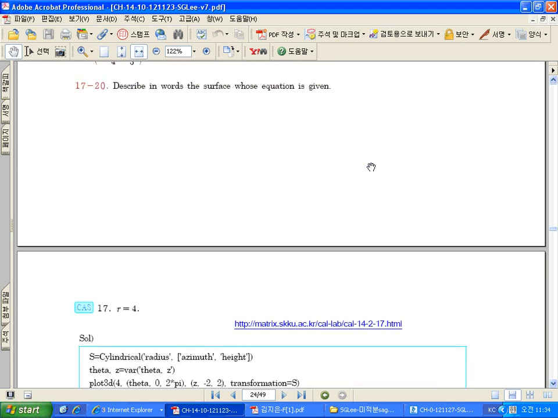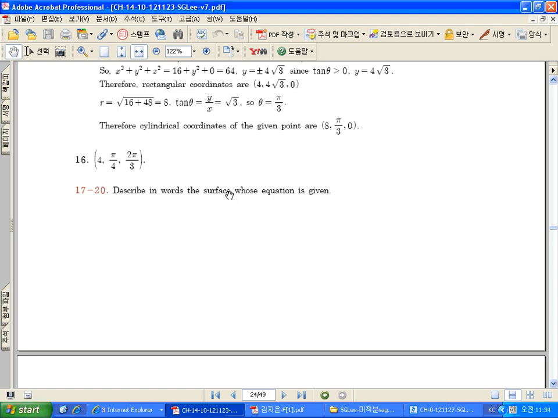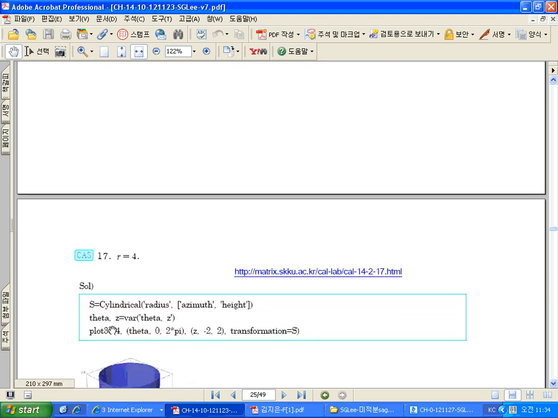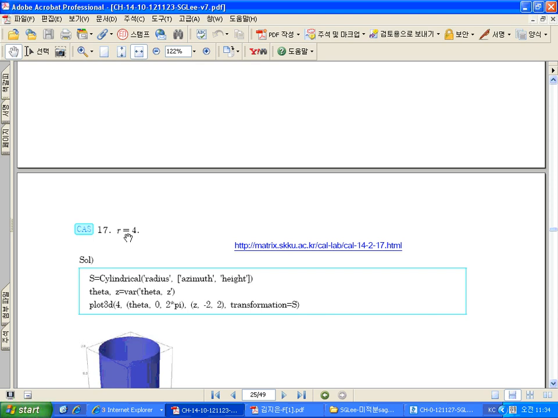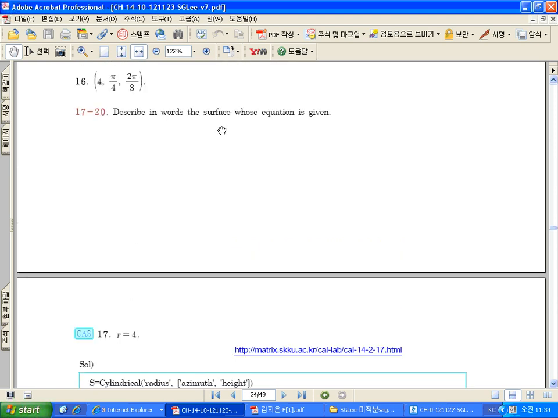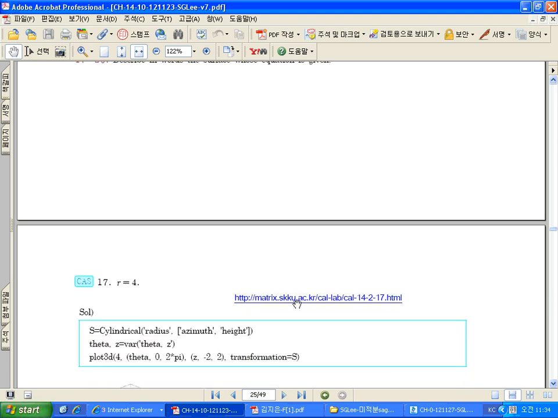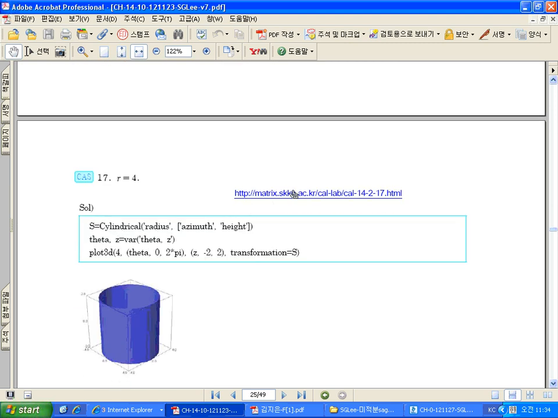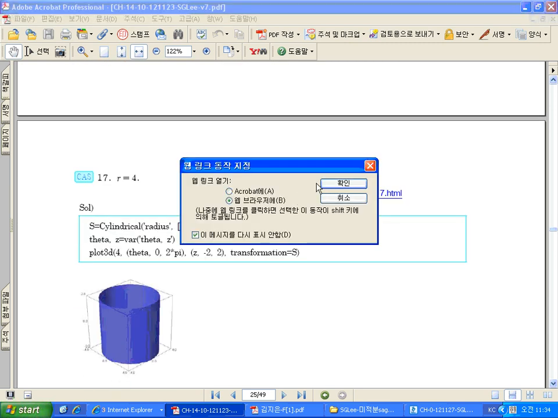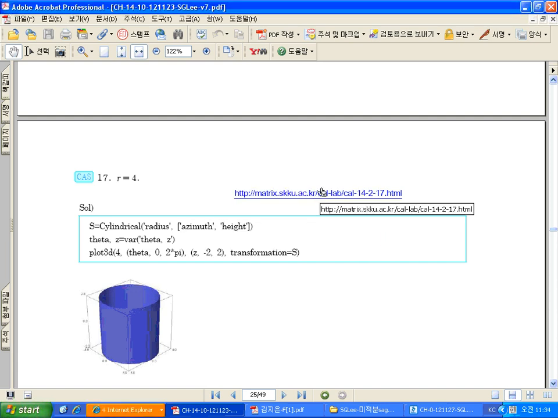If you want to describe in words the surface whose equation is given, look over what this equation means. If you want to describe in words the surface of this equation, you should draw it first. You should have a sketch of the graph of this function. This can be done with this command. I made all this command, and it has been uploaded on my website, so you can use it.